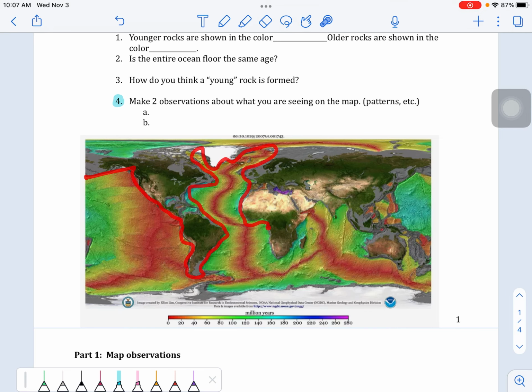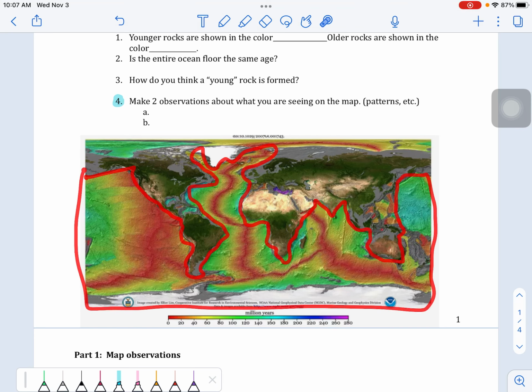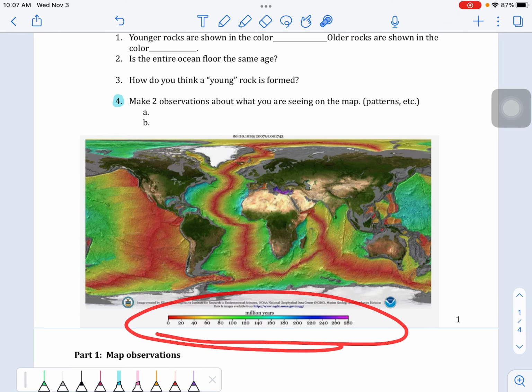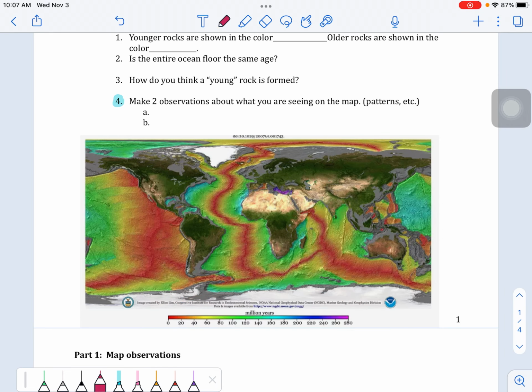So what we're looking at are the oceans. And the oceans all have age data shown on this map. And the age information is right here. So we're looking at the red being the youngest aged rocks, 0 to 20 million years old. And we're looking at this pink or purple being the oldest rocks, again, 260, 280 million years old. So quite a span of time. And we're able to figure out those exact ages through that radioactive decay.